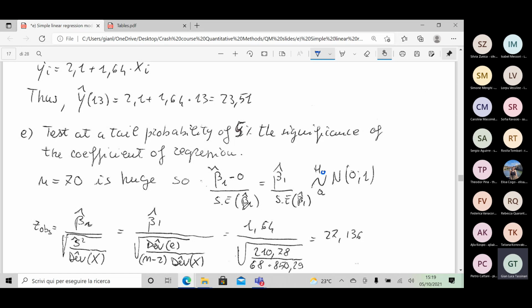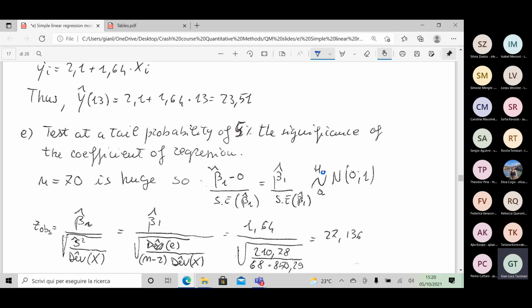Then the standard error of beta 1 hat, I told you not to remember it, but if you like, you can remember it is the square root of s hat square over the deviance of x. But what is the meaning of s square hat? It is the deviance of the residuals. The deviance of the residuals is equal to the deviance of E divided by n-2, or also RSS divided by n-2, the residual sum of squares divided by n-2.